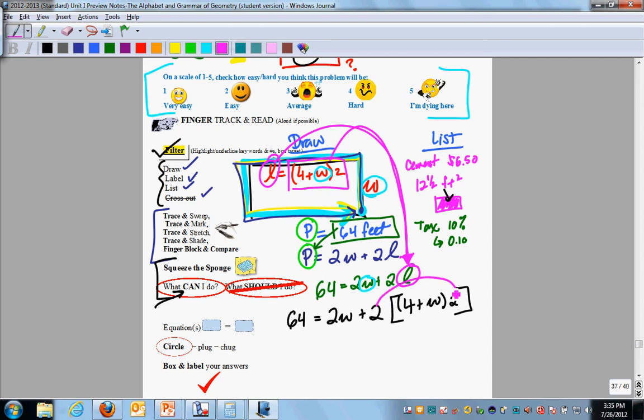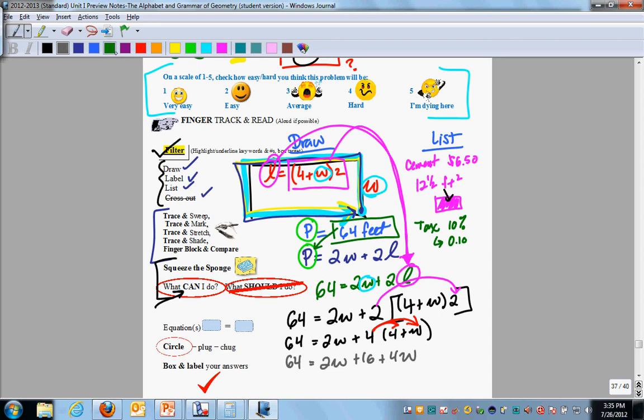We can distribute this 2 to that 2, which makes it 4. So I have 64 equals 2W plus 4, parentheses, 4 plus W. Catch up. Now we're going to distribute, and when I distribute, always physically draw the distributive arrows. Please pause. Physically draw the distributive arrows. That way you don't lose a term. Let's rewrite what we have. We have 64 equals 2W plus 16, now plus 4W.